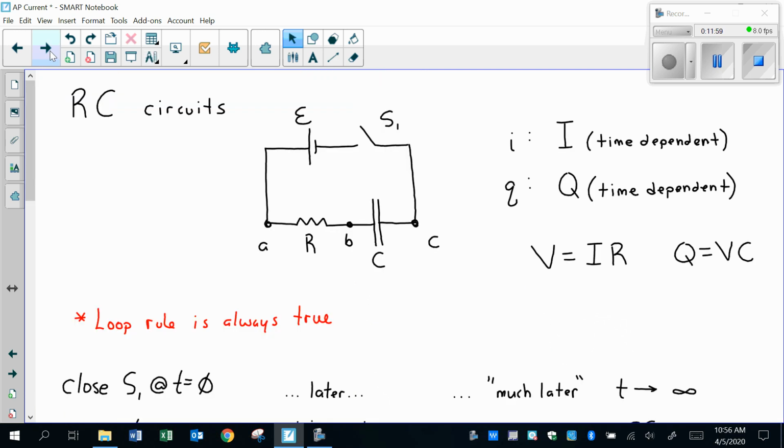And so the last concept that we have to talk about for this chapter are RC circuits. R stands for resistor, C stands for capacitor. So an RC circuit, not an RC radio-controlled car. RC stands for the resistor and the capacitor.